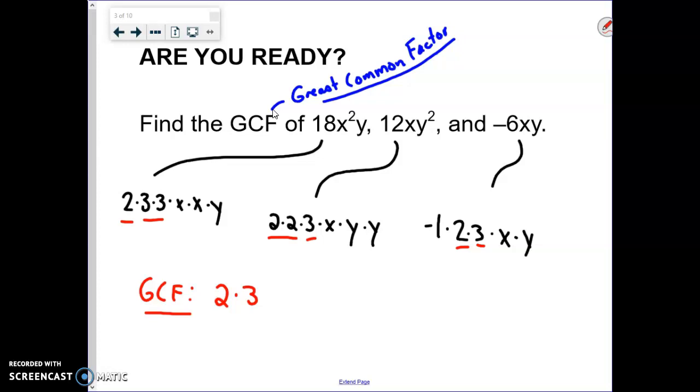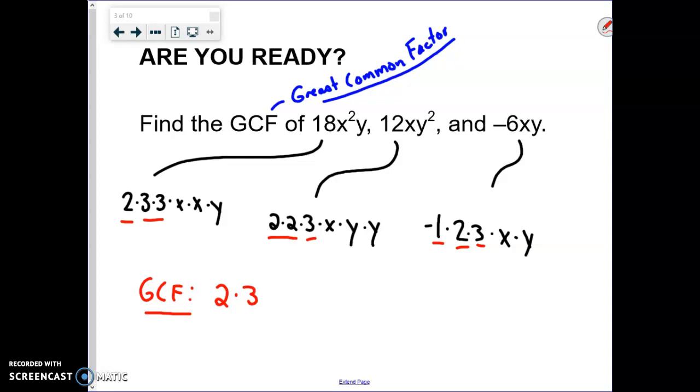Now we also look at the negative 1. We're not going to worry about that because the only one that has a negative 1 in it is the last term. Okay, none of these others have a negative 1, so that's not a part of our greatest common factor. If they were all negative, then we would have that negative 1 as a greatest common factor.